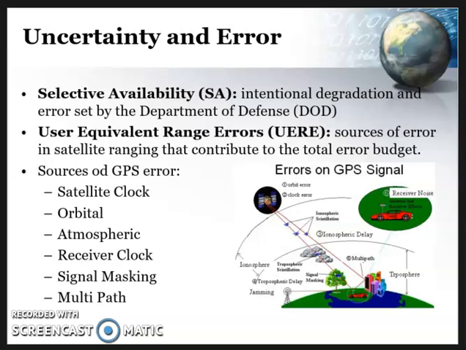With selective availability no longer an issue, that leaves a series of errors called user equivalent range errors, or UERE. These are sources of error in satellite ranging that contribute to the total error budget. The sources of GPS error include satellite clock error, orbital error, atmospheric error, receiver clock error, signal masking, and multipath error.